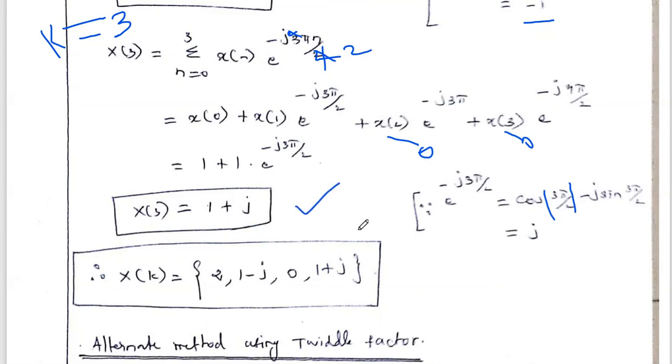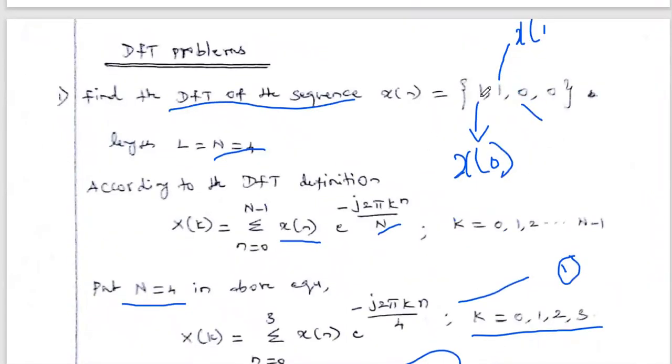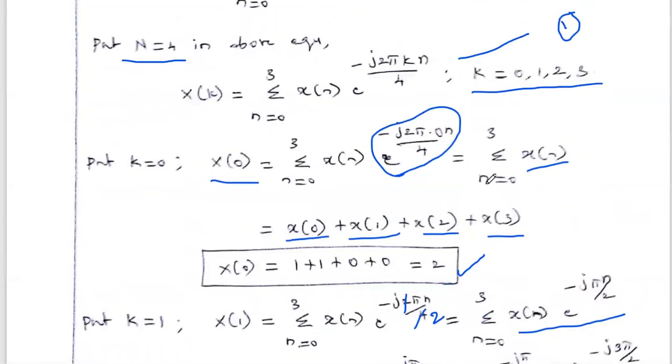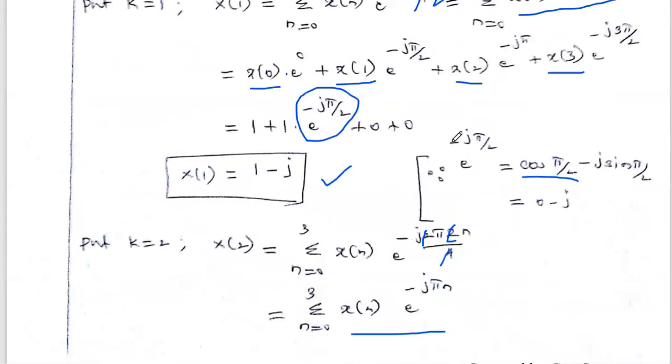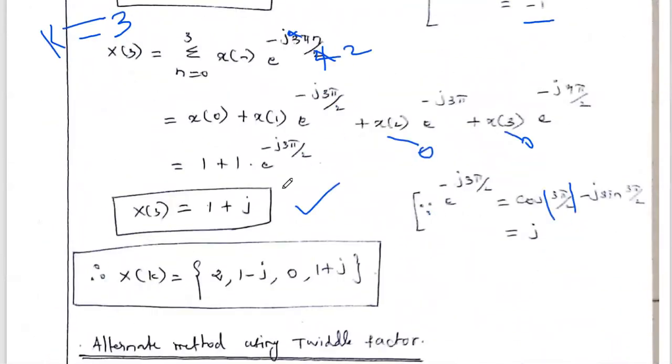For the 4 input samples, that is x of n, you see what is the given discrete time sequence? The given discrete time sequence x of n consists of 4 samples: 1 comma 1 comma 0 comma 0. So the 4 input samples are converted into 4 Fourier transform samples, 4 frequency domain samples. The 4 frequency domain samples are: capital X of 0 value is 2, capital X of 1 value is 1 minus j, X of 2 value is 0, X of 3 value is 1 plus j.